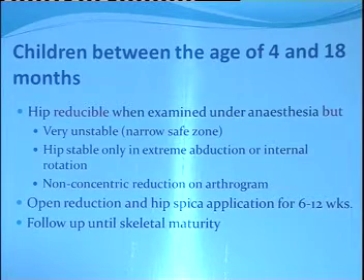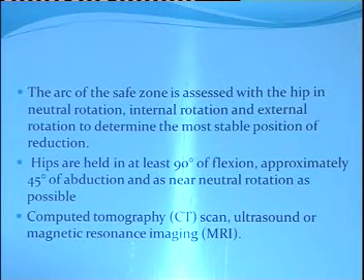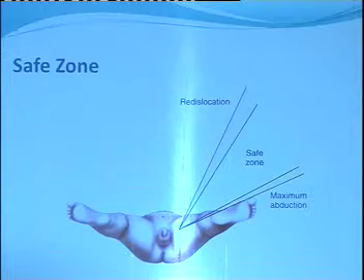till skeletal maturity. The arc of the safe zone is assessed with the hip in neutral rotation, internal rotation, and external rotation to determine the most stable position of the reduction. Hips are held in at least 90 degrees of flexion, approximately 45 degrees of abduction, and as near neutral rotation as possible. And CT scan or MRI should be done for confirmation of diagnosis in the spica cast. So this is the safe zone. If it is wide, it means the hip is stable. If it is narrow, it means the hip is very unstable.